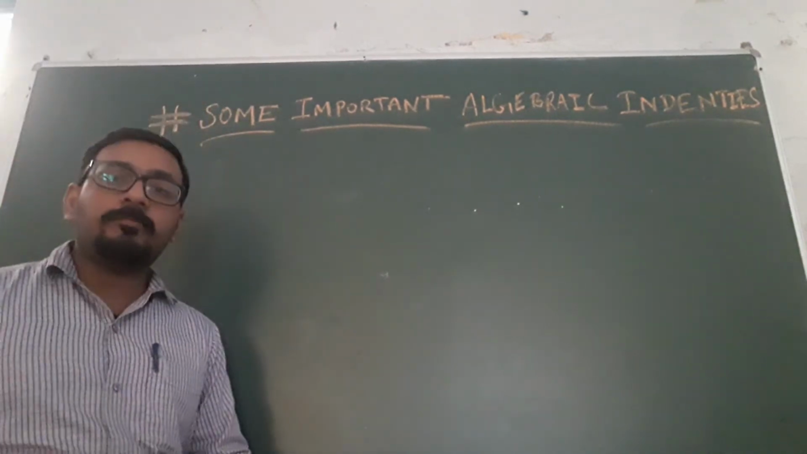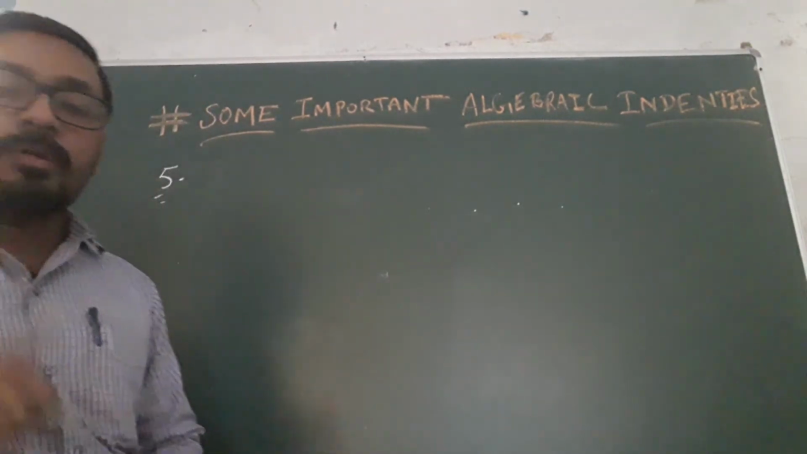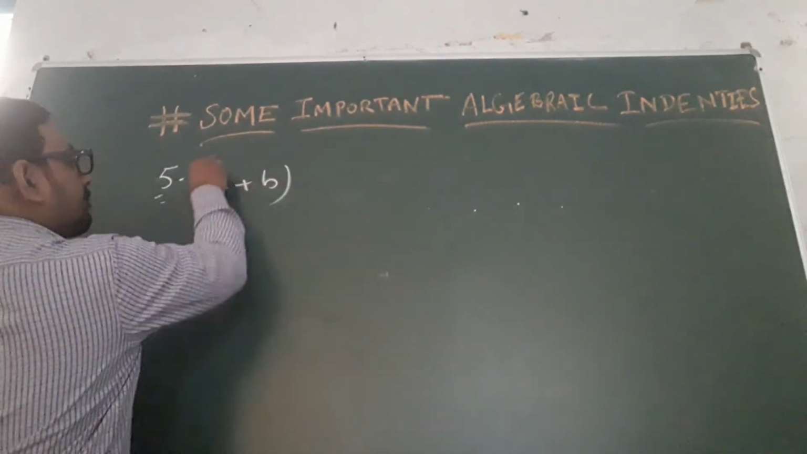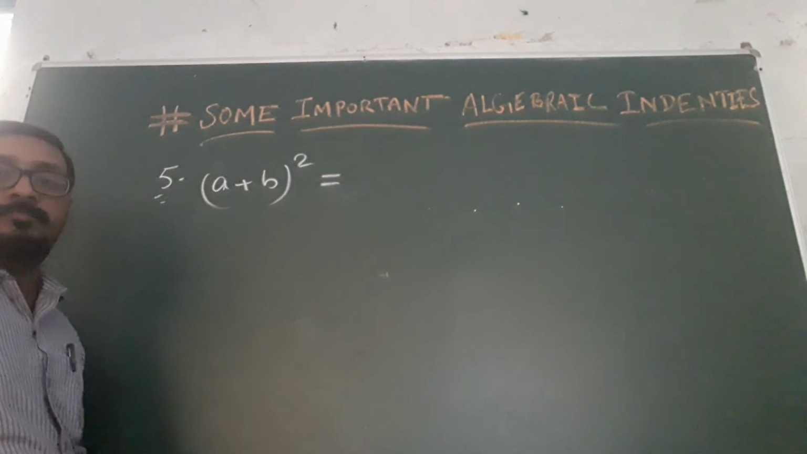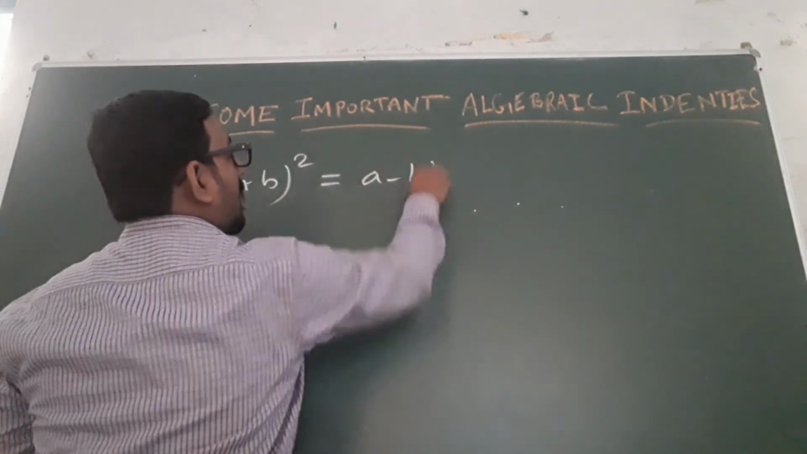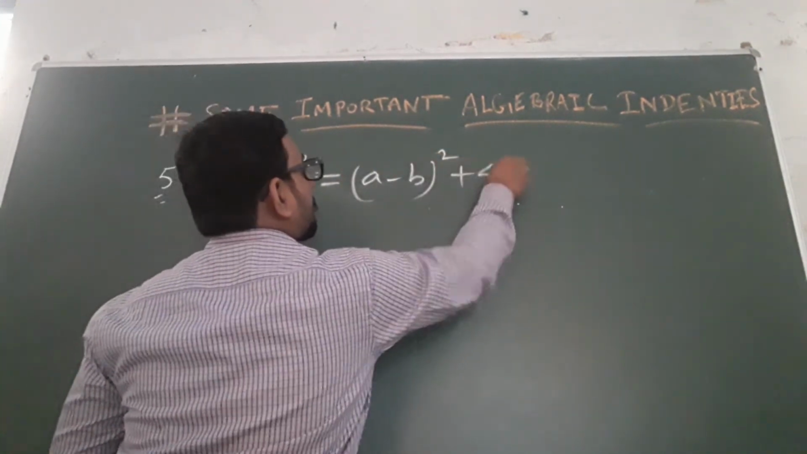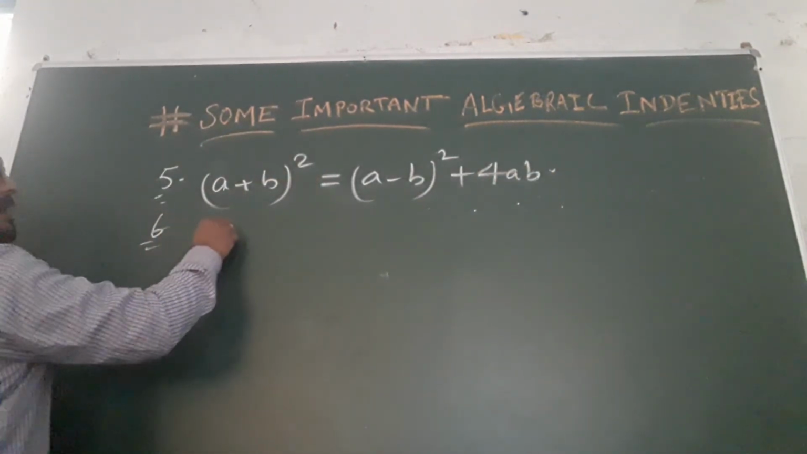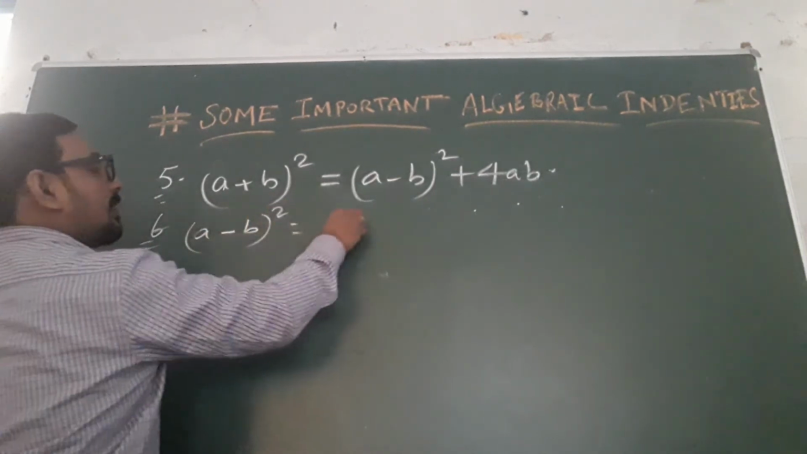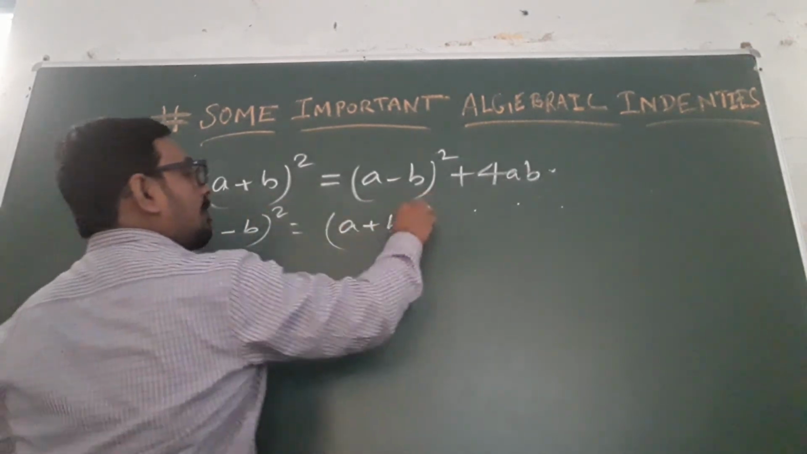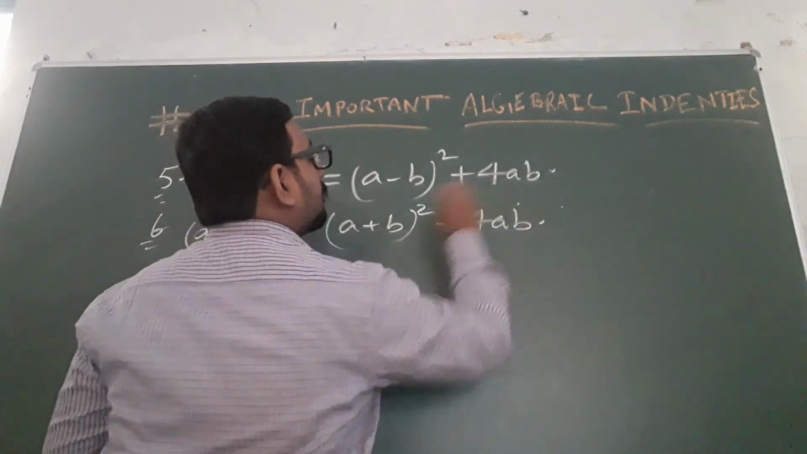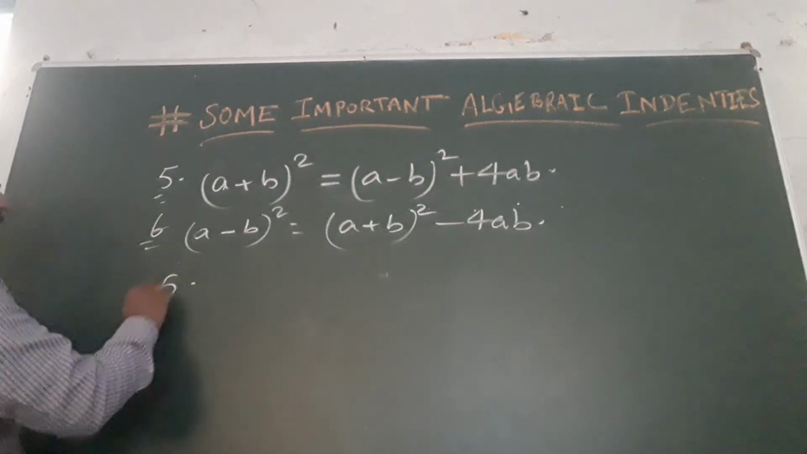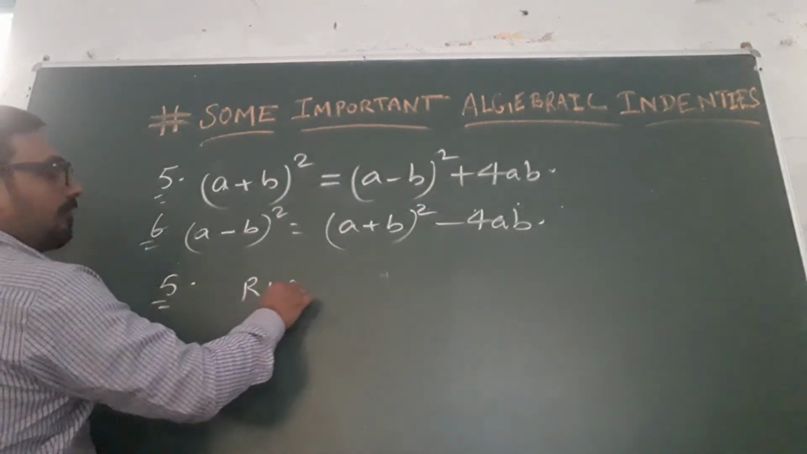Now formula number 5, same as formula number 1. See here, a plus b whole square is also written as a minus b whole square plus 4ab. And formula number 6 says that a minus b whole square is a plus b whole square minus 4ab. How? To check 5, take the RHS.